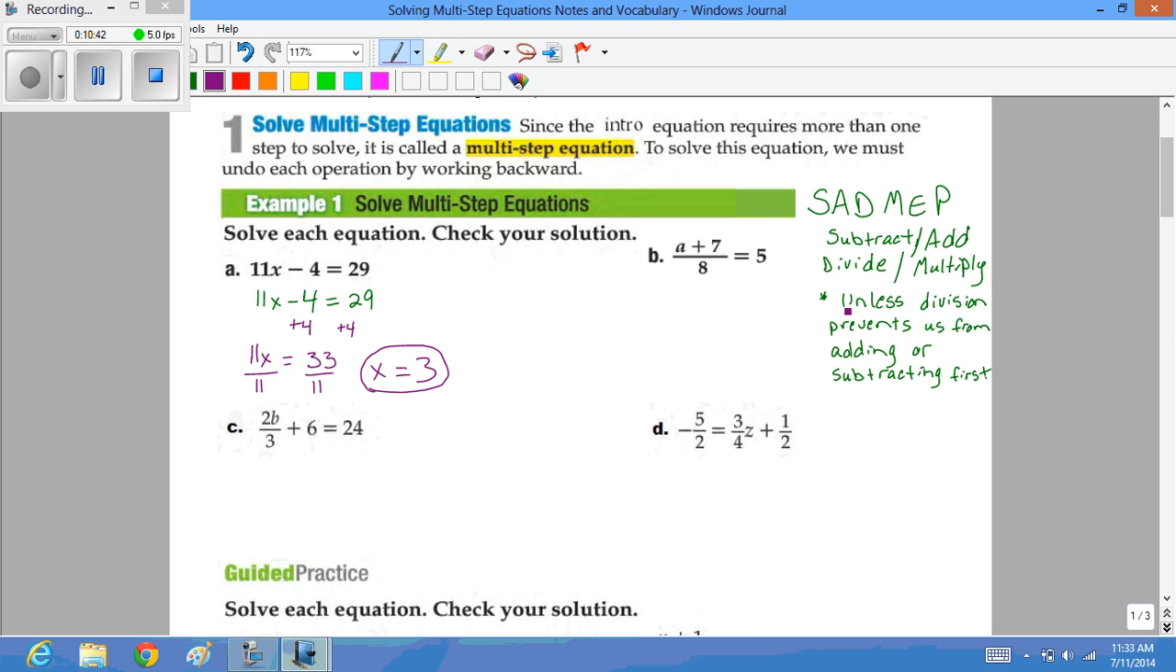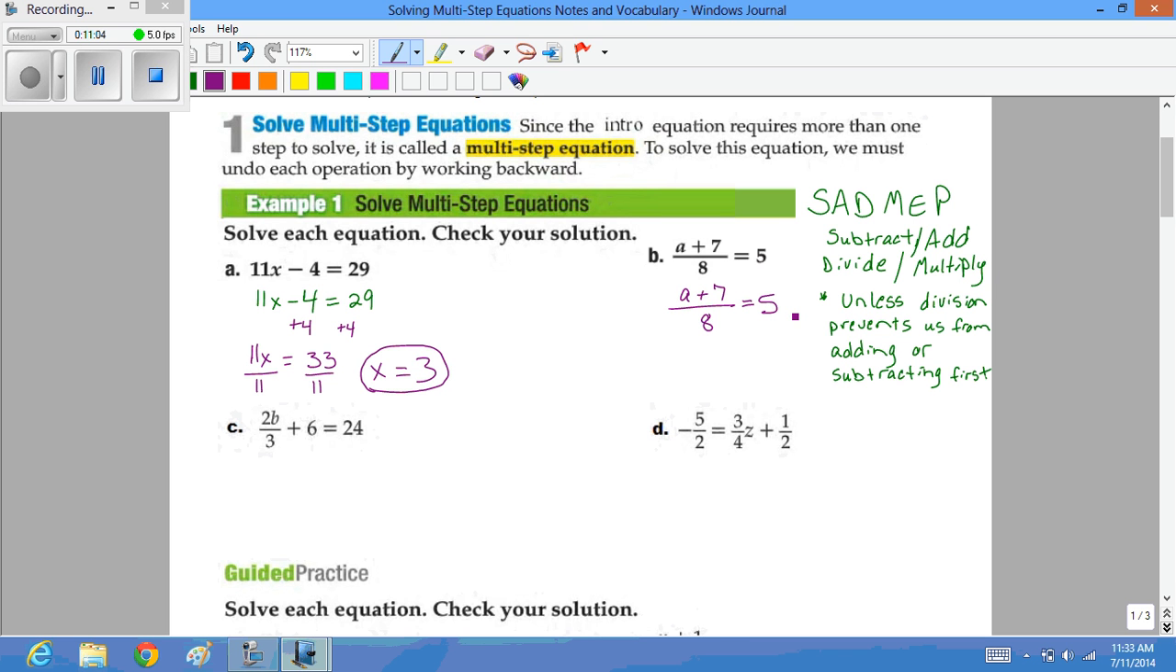This is where that little stipulation comes into play. Notice that we have a plus 7, and all of that is being divided by the 8. So we can't subtract a 7 over yet because that 8 is in the way. So again, step 1, I'm going to rewrite this. So I have an a plus 7 divided by 8, and that equals 5.